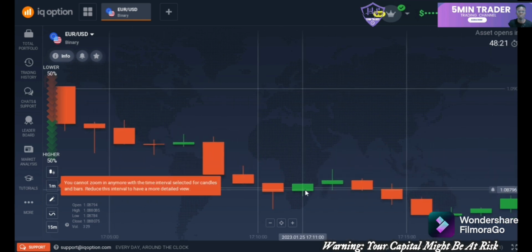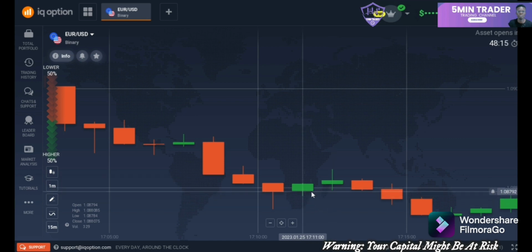Now this is a green candle. What is the story behind this green candle? This green candle opened at the bottom. Now the red candles open at the top, the green candles open at the bottom.